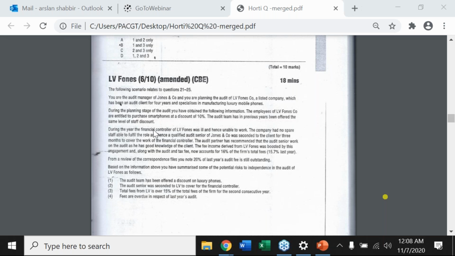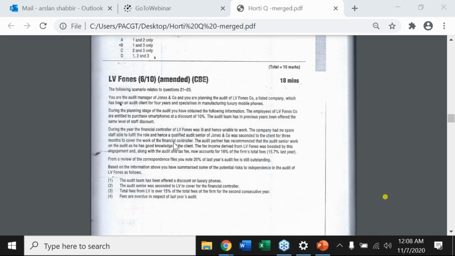During the year, the financial controller of LV Phones was ill and hence unable to work. The company had no spare staff available to fulfill the role, and hence the qualified audit senior of Jones and Co., which is the name of the audit firm, was seconded to the client for 3 months to cover the work of the financial controller.